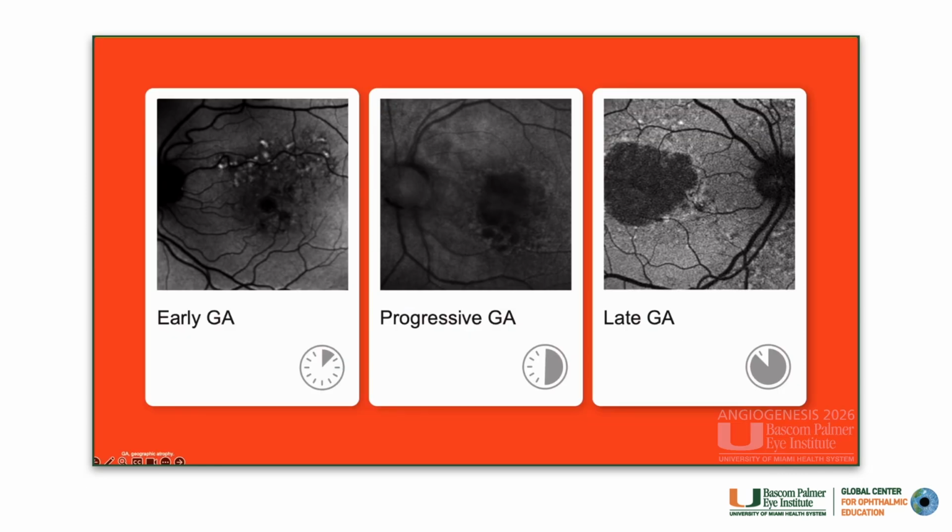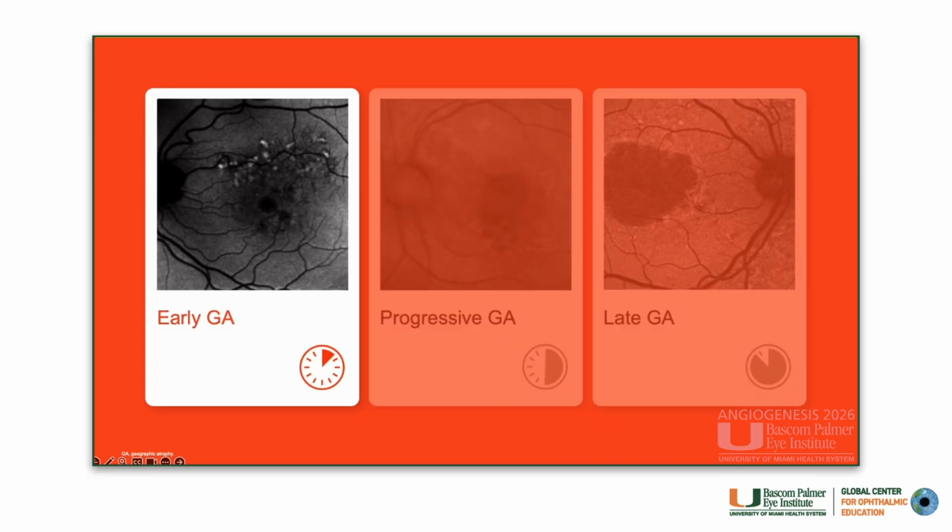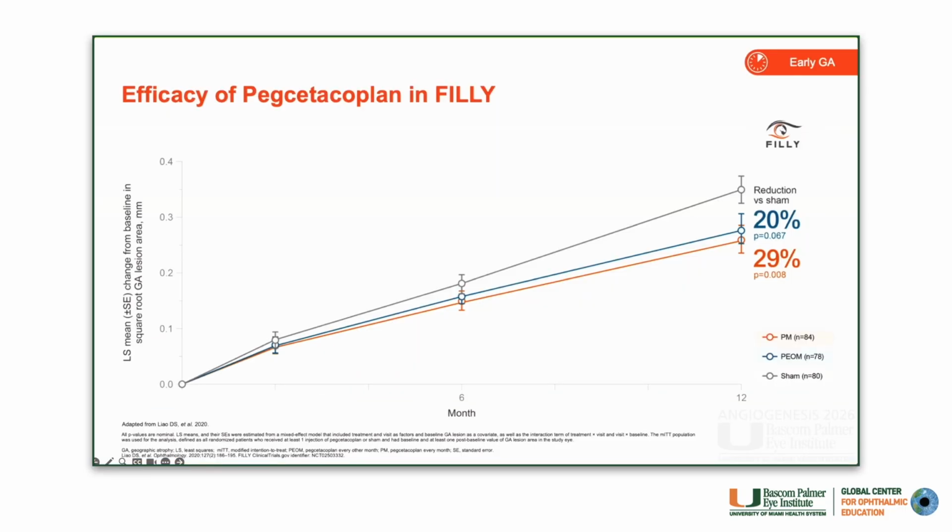We understand that GA is a neurodegenerative condition, but yet it's heterogeneous, and patients may present at different points along the continuum: early, progressive, or late in the course of the disease. First, let's focus on each stage of GA, starting with early geographic atrophy. AI analyses were performed on the Phase 2 FILLY dataset. Recall that in the FILLY study, after 12 months of treatment with pegcetacoplan, monthly administration reduced GA growth by 29%, and every other month pegcetacoplan reduced it by 20%.